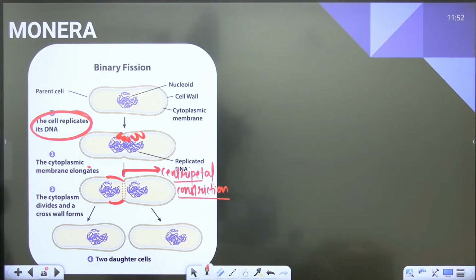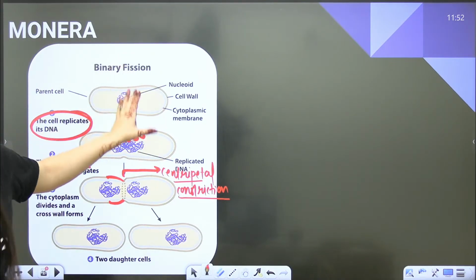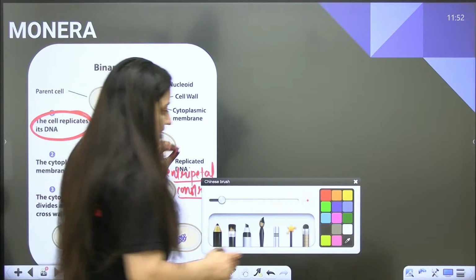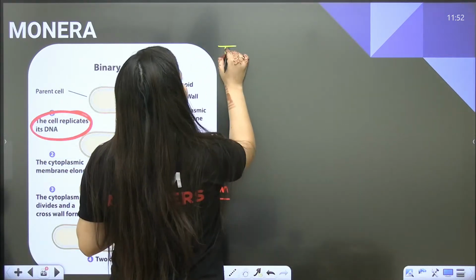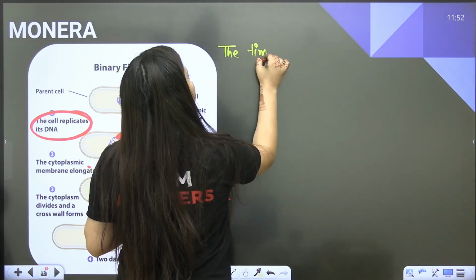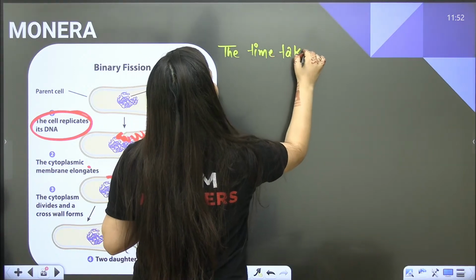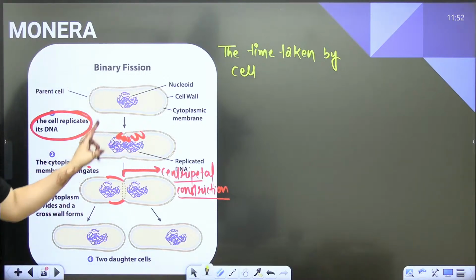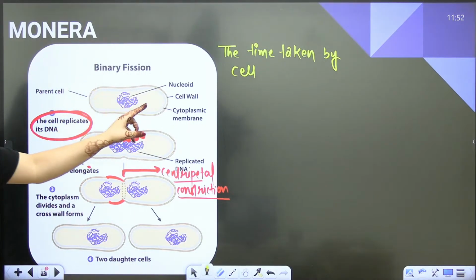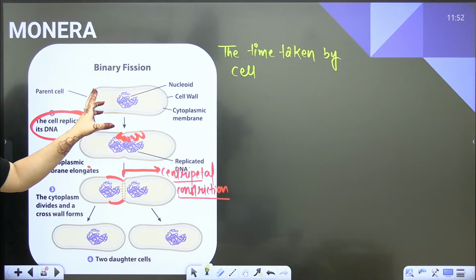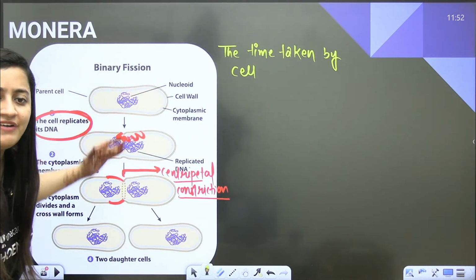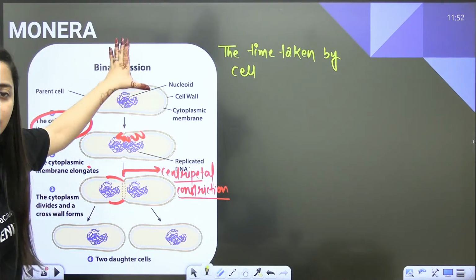Is that clear? This is about the bacteria. This is the binary fission. There is one line that you should know: the time taken by the cell to divide into 2 is known as the generation time.